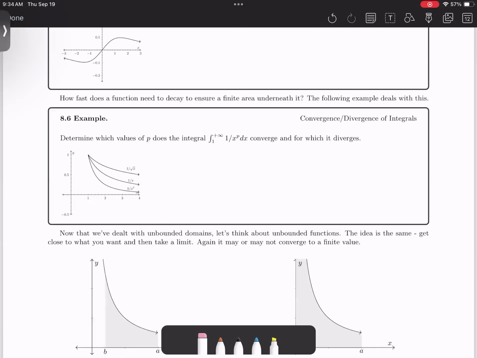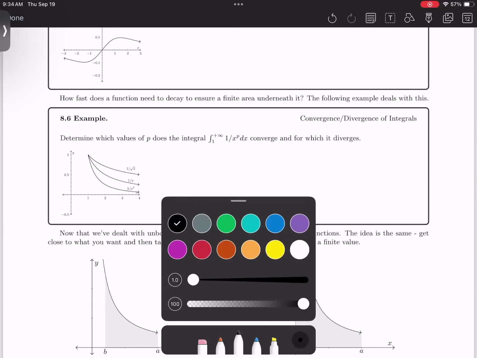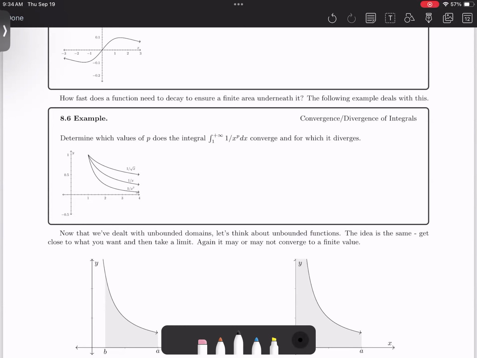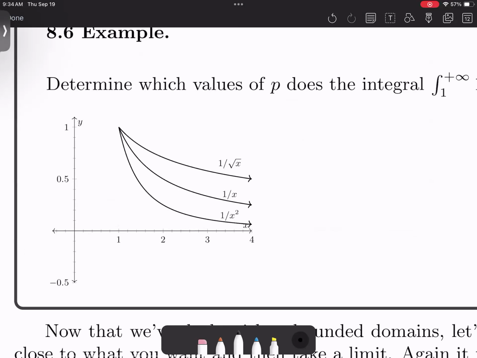How quickly does a function need to converge to zero? How fast does it need to decay in order for it to have a finite amount of area underneath it? So here we have a couple of different powers of 1 over x. We have 1 over x to the 1/2 right there. So that's going to decay pretty slowly.